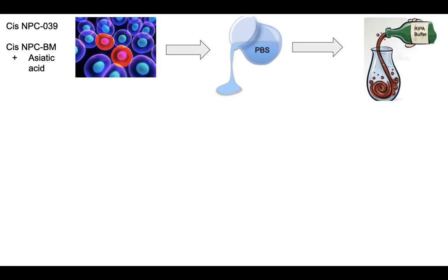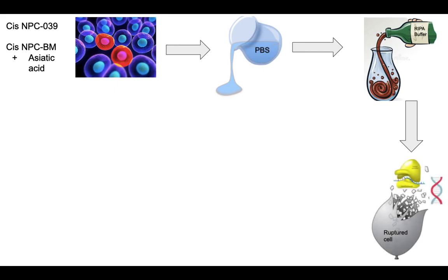Initially, we have two lines of the nasopharyngeal cancer cells, cis-MPC039 and cis-MPC-BM, which are inoculated with azelaic acid. Following their inoculation, twice they are washed with cold PBS buffer solution. Followed by this, there is the addition of RIPA buffer, which has key ingredients, protease and phosphatase inhibitors, in order to lyse the cells open, or in other words, to break them open and release their contents, such as their DNA, their ribosomes, and many other contents.